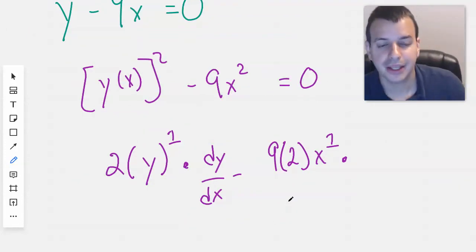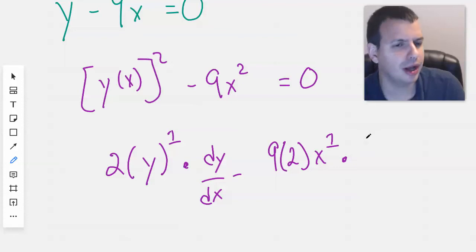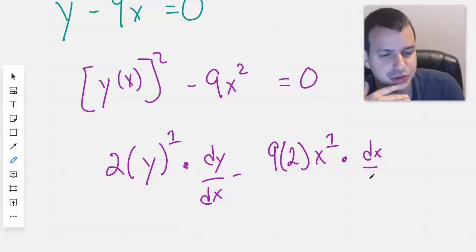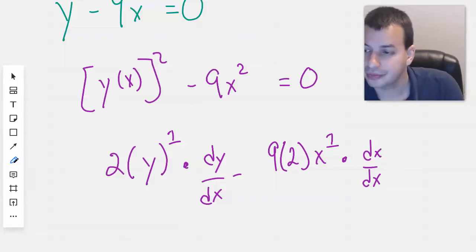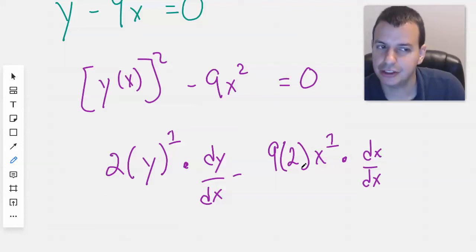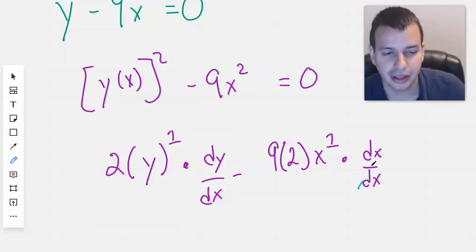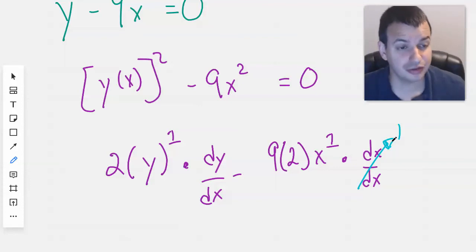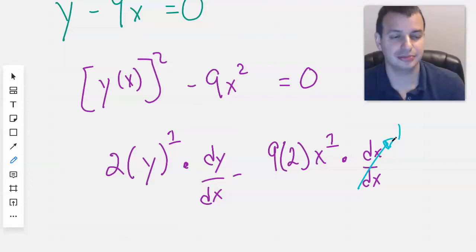Okay. And then we could be like, well, we'll multiply by the derivative of the interior, which is the derivative of x with respect to x. I like to do that when I do implicit differentiation. It just helps me make sure I don't miss steps. And it's like, well, okay, that's obviously just 1. Derivative of x with respect to x is 1.